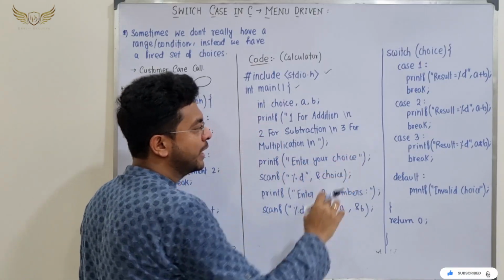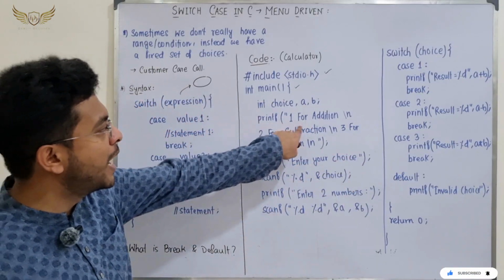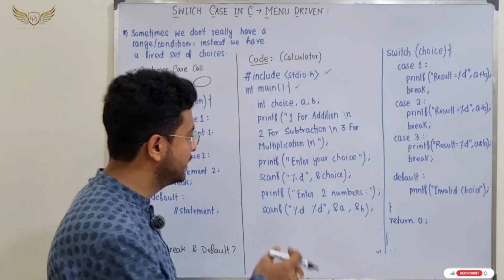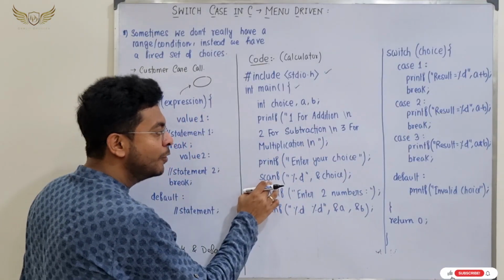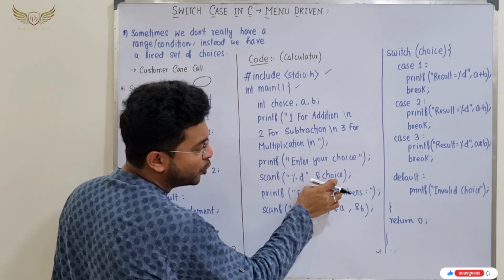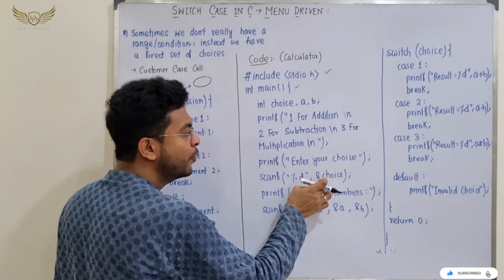Printf, enter your choice. So you have given three choices, 1, 2 and 3. So you will be asking the user to enter their choice. And we will be scanning that and putting whatever value the user is inputting, taking the address of choice in the memory location and putting it there.